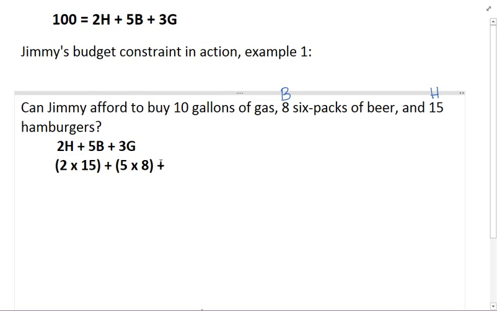And we need to do finally the same thing for the last part of the budget constraint. $3 per gallon of gas, 10 gallons of gas. Now we need to see how much this is. If it's less than $100 or equal to $100, he'll be able to buy it. So it costs exactly $100. What a coincidence. So the answer is yes.